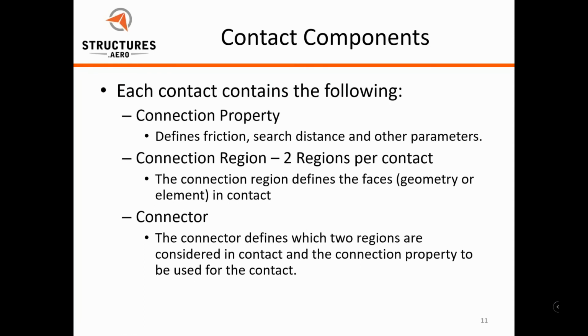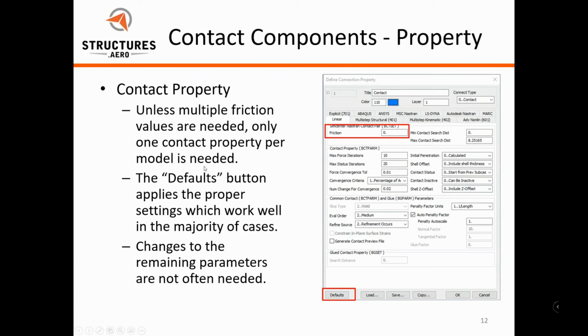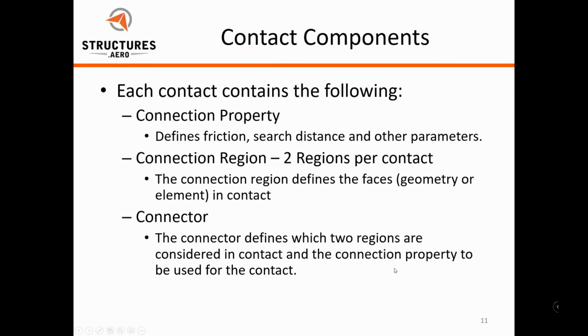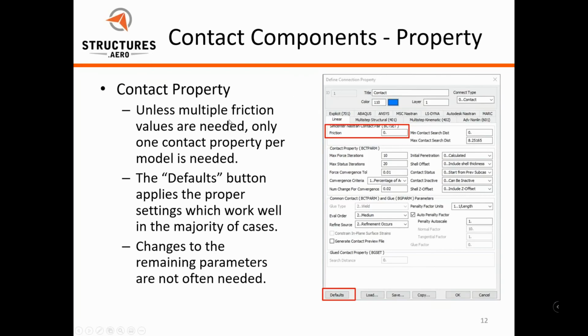So let's talk about the property. I just said that the connector defines the two regions and the property. So the first point we can make here is, unless you have multiple friction values to be considered, you only need one contact property per analysis model. Now with glued connections, it will only consider one glued property per model. If you have 100 glued properties in there, it will use the first one. Not so with contact. It's probably another difference I should have highlighted.